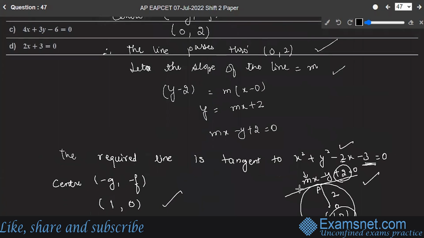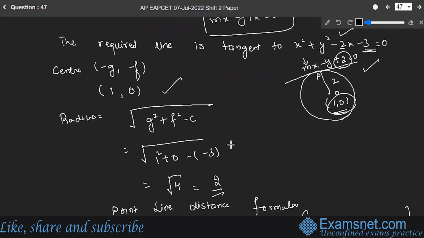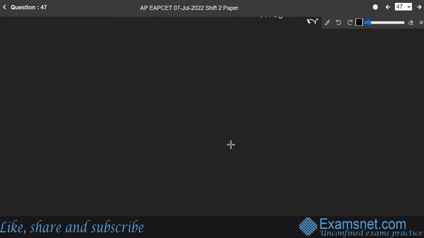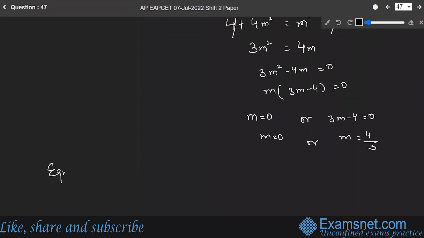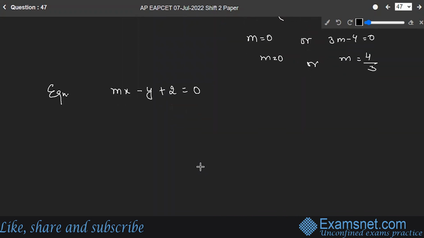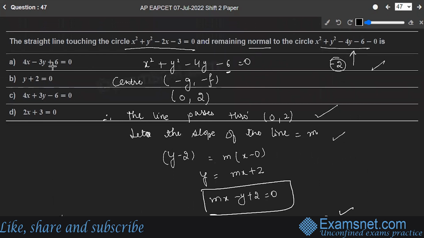Let's make that equation. It was mx minus y plus 2 is equal to 0. So m can't be 0, the slope can't be 0. I'm taking m as 4 by 3. So 4 by 3 x minus y plus 2 is equal to 0, which gives you 4x minus 3y plus 6 is equal to 0. This is the required equation of the line. Let's check with the options. Here it is. I have option A as my answer. Hope this is clear to you.